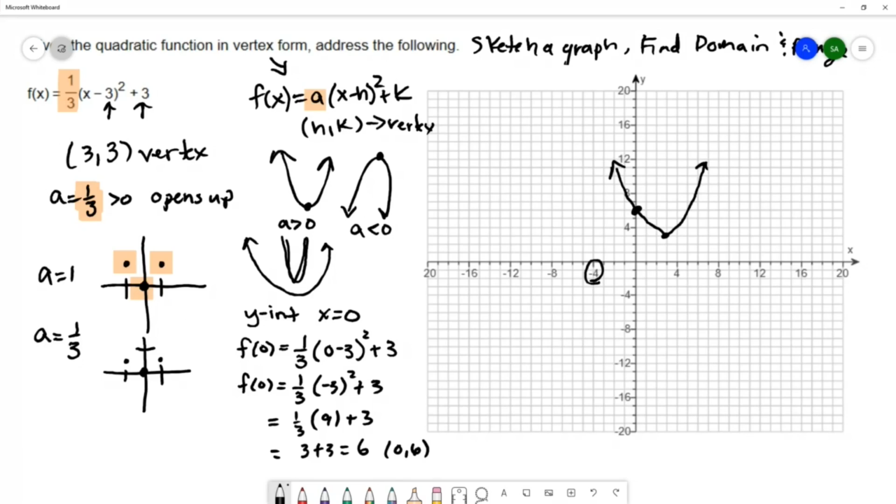This question also asks to find the domain and range. The domain is the x values, and the domain of every quadratic function is all real numbers, negative infinity to infinity. And for the range, we're going to use this vertex. That is the first y value in the range, and all the y values going up from there are included in the range. So our range starts at 3 and goes to infinity. 3 is included because the vertex is included in the graph of the parabola.